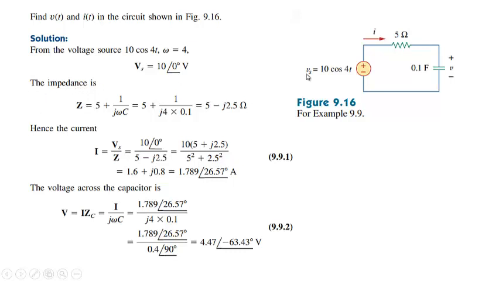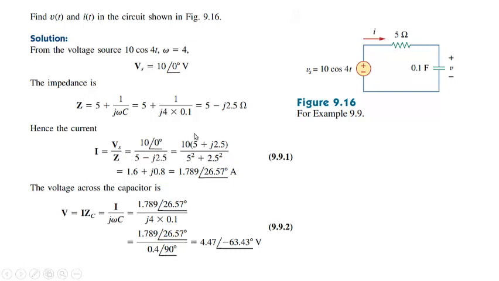The total impedance of the circuit will be the impedance of this plus the impedance of this, because they are in series. So Z is equal to 5 plus 1 divided by j omega C, which is 5 plus 1 divided by 4j into 0.1. It is 0.1 farad. So it comes out to be 1 divided by 0.4j, that is 5 minus j2.5 ohms. This is the total impedance that will be seen by the source. So the current will be Vs by Z. Vs is equal to 10 angle 0, that we have calculated over here. Z is equal to 5 minus j2.5.